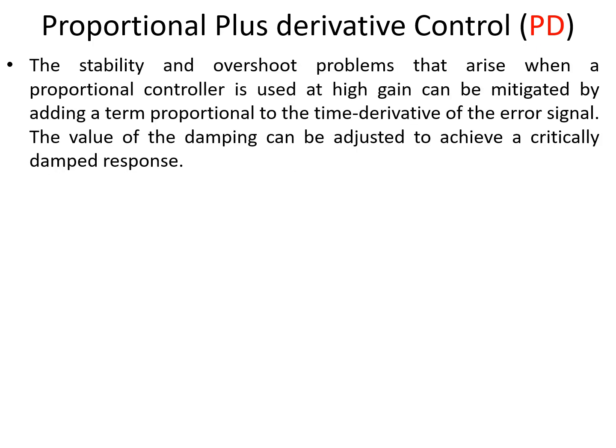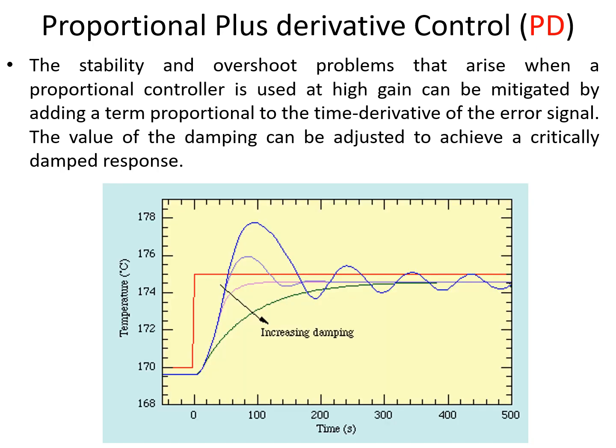Next, coming to the advantages and disadvantages of proportional plus derivative control. The stability and overshoot problems that arise when a proportional controller is used at a high gain can be mitigated by adding a term proportional to the time derivative of the error signal. Also, the value of the damping can be adjusted to achieve a critically damped response. So this is the type of response we are going to get for a PD controller.